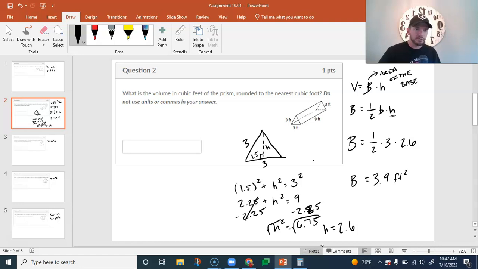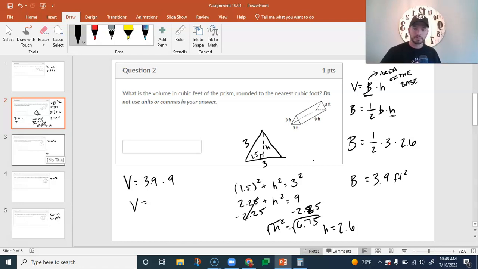But again, this is not the final number. We found this value, that's what 3.9 is. And now we need to multiply it by the height, which is 9. So now I'm going to do the volume work over here. Volume equals 3.9 times 9, and that should get you your answer. Okay, like I said, not giving you the answer, but I worked through pretty much the whole problem for you, so you guys should be pretty good there.